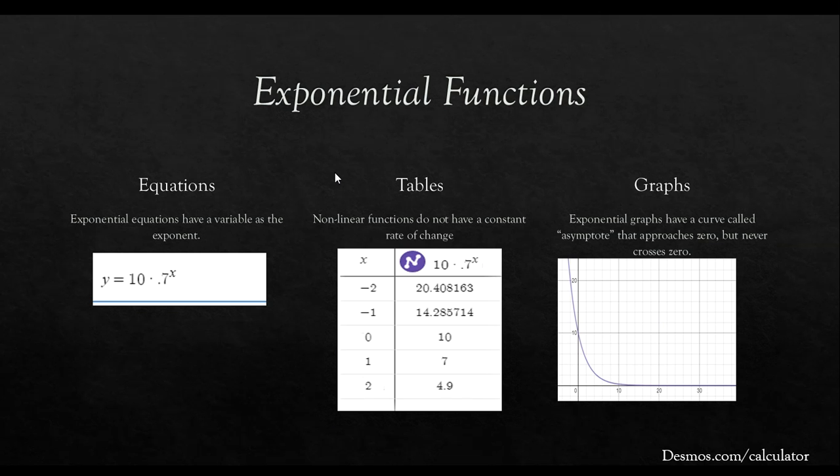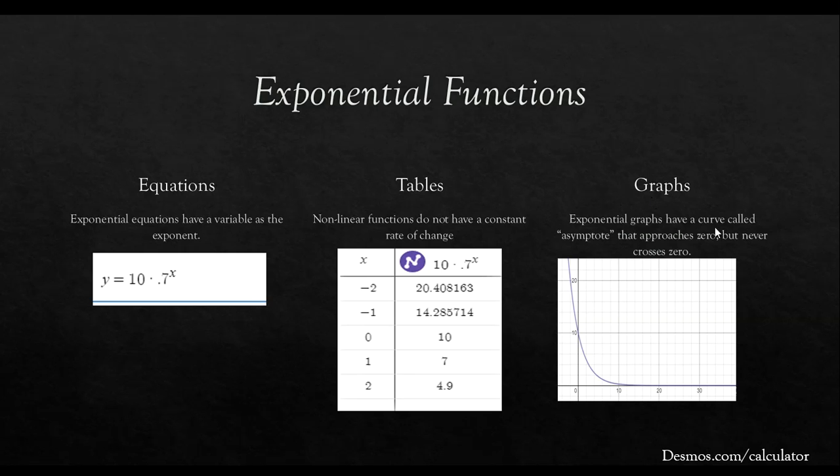Now let's look at exponential functions. The equation for an exponential function looks like this: y = 10 times 0.7 to the x power. Our variable is in the exponent in exponential functions, so that's your clue for that one. Again, our tables for nonlinear functions do not have a constant rate of change. This is something that you'll get into in higher math, and we'll go on in a different lesson to talk more about this.